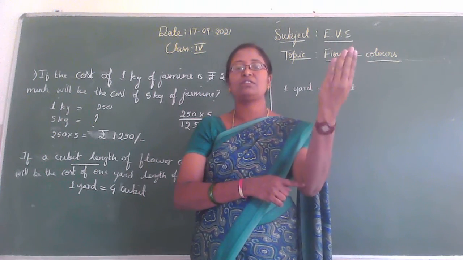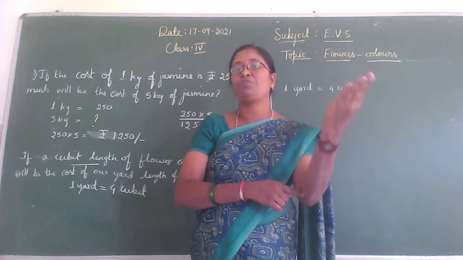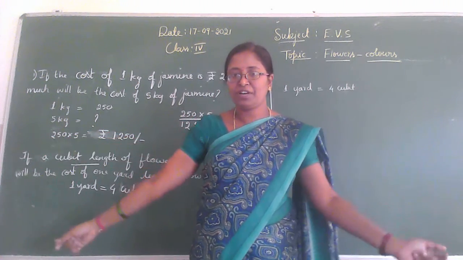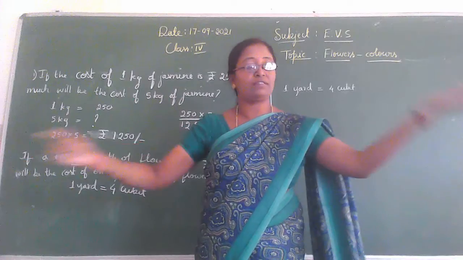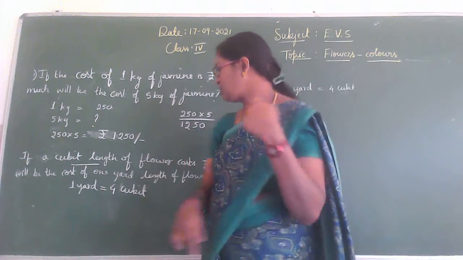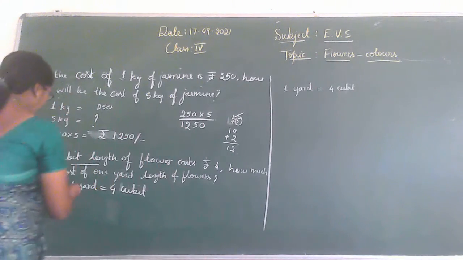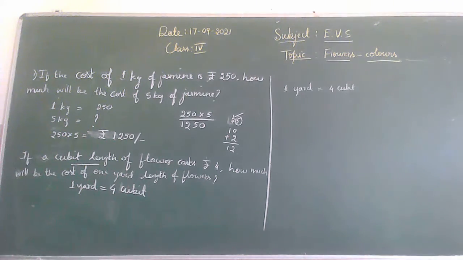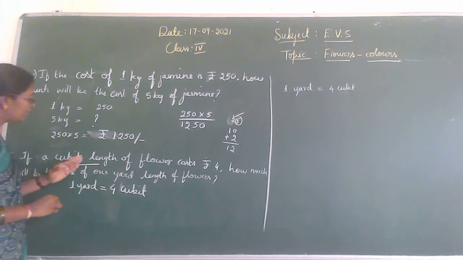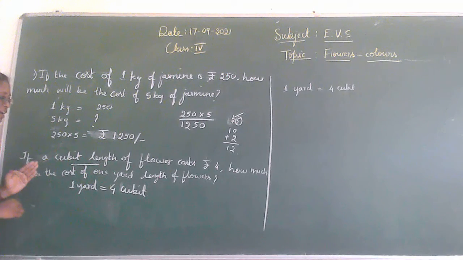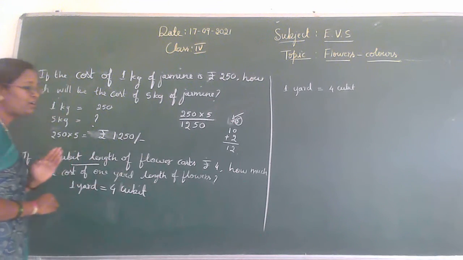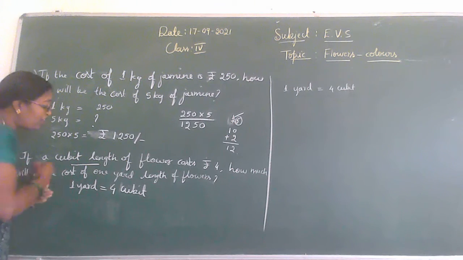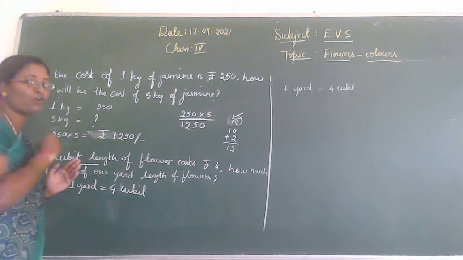So, this is 4 times. This is 4 cubit. It is equal to 1 yard. This is yard. Okay. It is 1 yard. It is equal to 4 cubit. See here. 1 yard, that is equal to 4 cubit. They have given that the length of 1 cubit of flower costs about 4 rupees. Then we need to find out 1 yard or 4 cubit.